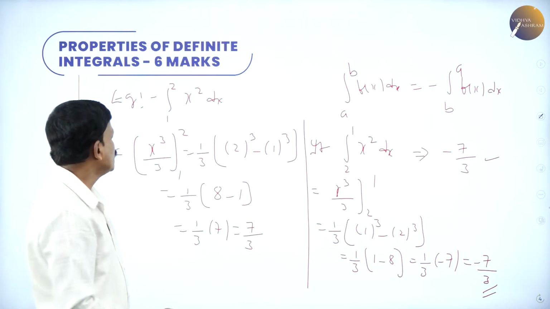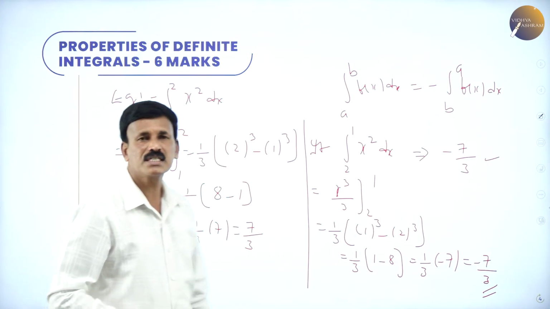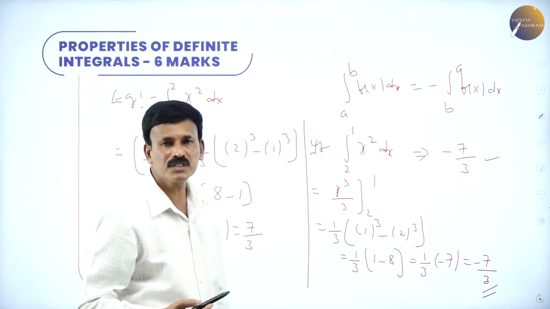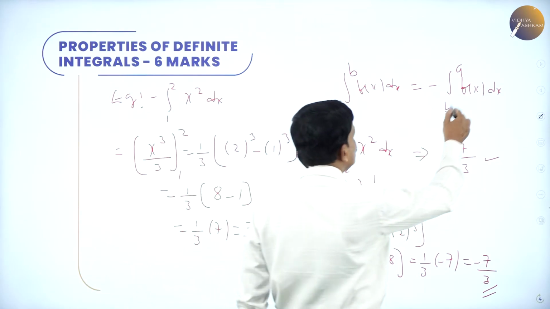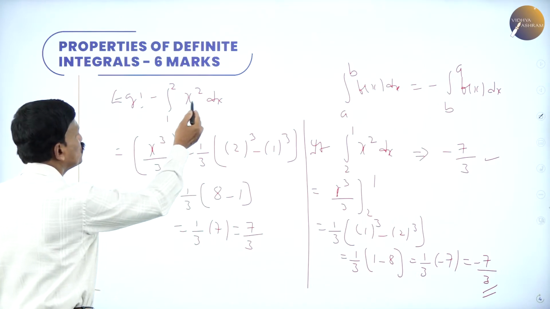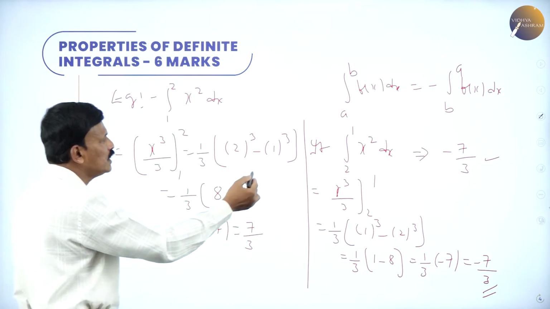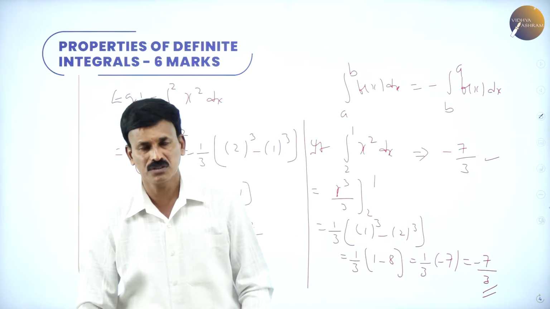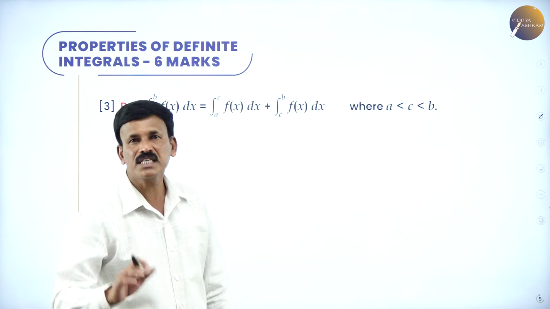So that means integral a to b f of x dx is also equal to integral b to a f of x dx along with a negative sign, minus integral b to a f of x dx. So, in this example, integral 1 to 2 x square dx is plus 7 by 3, and integral 2 to 1 x square dx is equal to minus 7 by 3. Okay. Now, let us come to the next property.